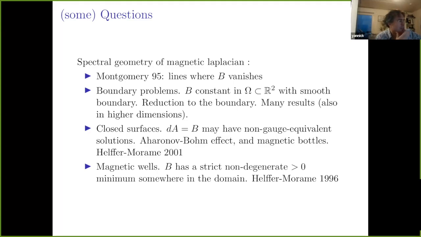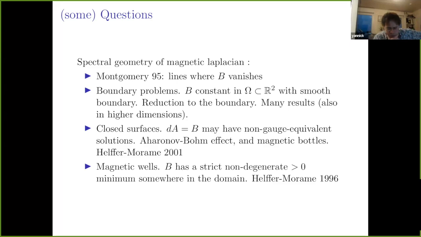So an interesting result is from Montgomery in 95. It's really, I'd say, orthogonal to the questions that we're interested in, because he's interested in the case where the function b is vanishing somewhere, and in my case, I'm going to assume that b is really not vanishing. So when b vanishes somewhere, because it's in 2 dimensions, and if you assume some genericity, it's just lines where b is vanishing. Montgomery showed that along these lines you have some propagation phenomenon, microlocalization on the lines and things like this.